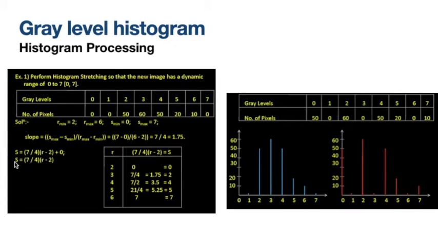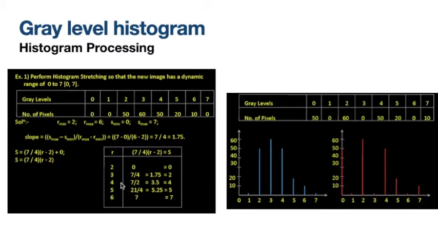So you get S equal to 7 by 4 into R minus 2, because Smin is equal to 0. Then for each R value you are going to apply this equation. Here the minimum R value is 2. From 2 to the maximum R value 6, you find the corresponding S value. So for 2 you find S is equal to 0. For 3 you apply 7 by 4 into 3 minus 2, so you get 1.75, which is rounded to 2.